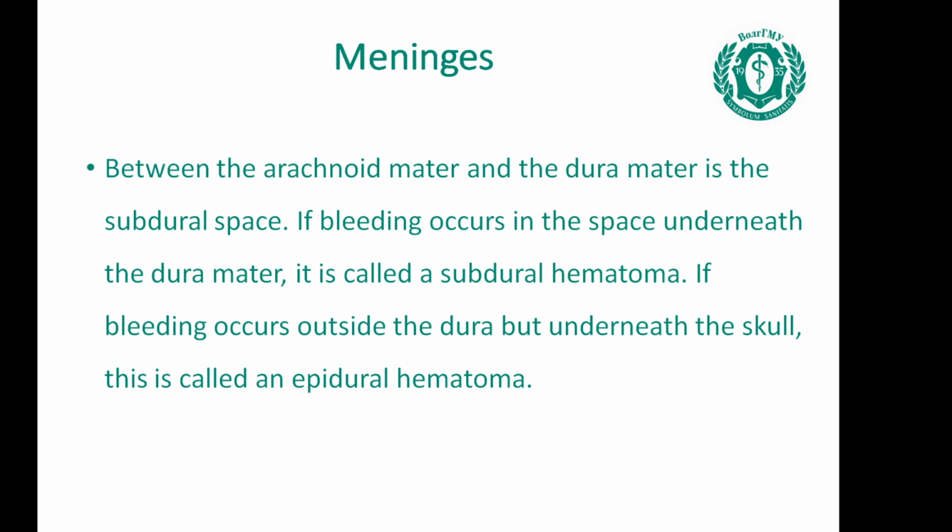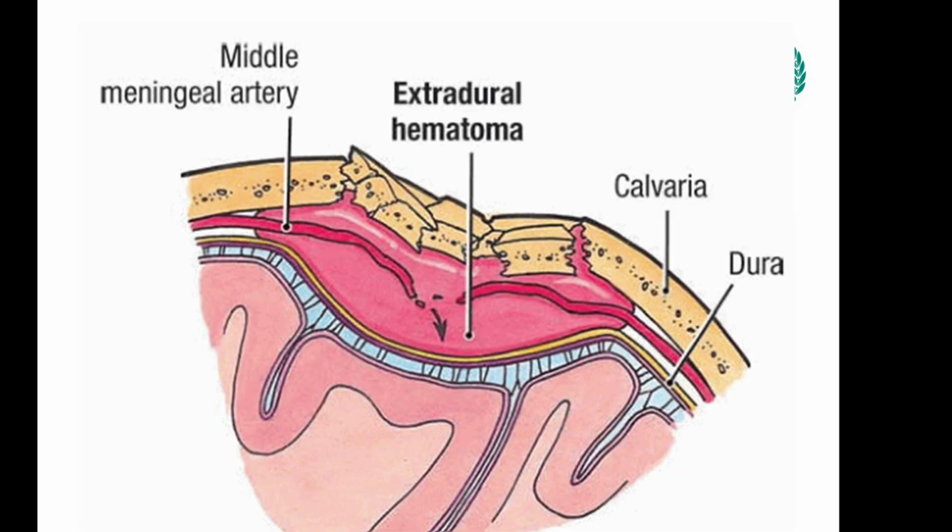Between the arachnoid mater and the dura mater is the subdural space. If bleeding occurs in the space underneath the dura mater, it is called a subdural hematoma. If bleeding occurs outside the dura but underneath the skull, this is called an epidural hematoma. This picture shows us the epidural hematoma that arises between the fractured skull bone and the external layer of the dura mater. The etiology of this hematoma is a ruptured vessel. It's a rather dangerous situation that requires immediate surgery.